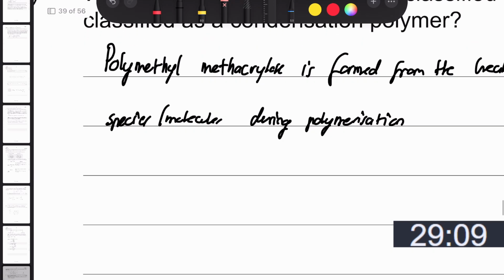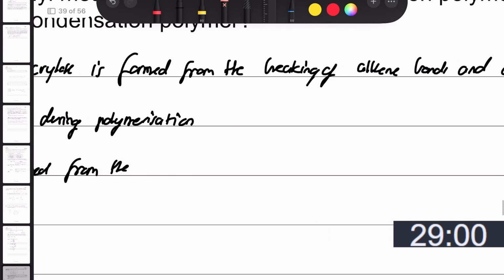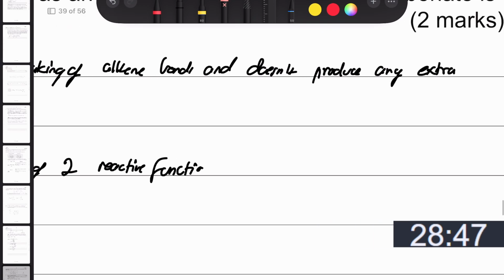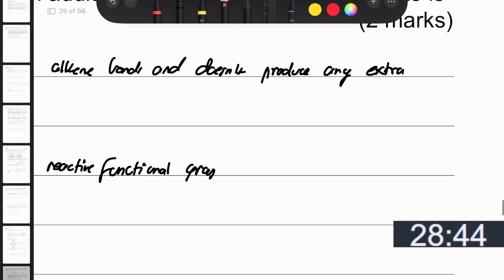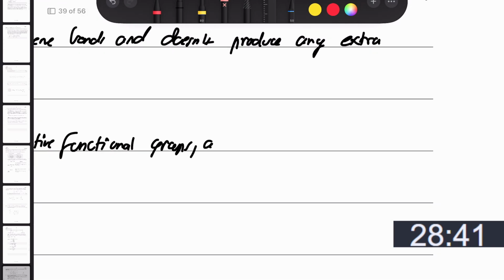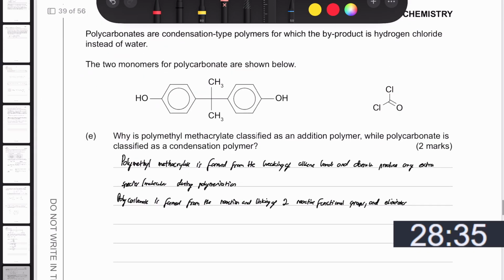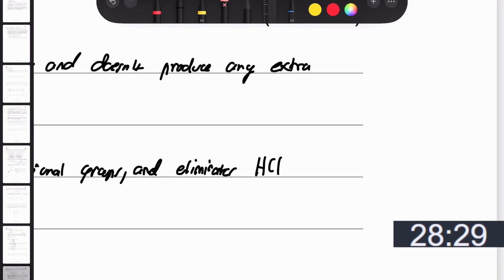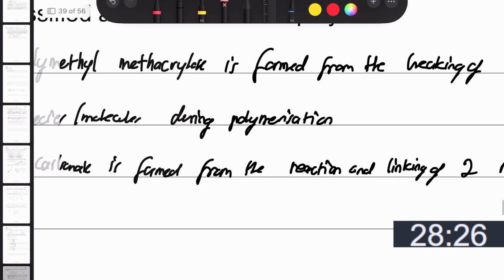And then polycarbonate is formed from the reaction and linking of two reactive functional groups and eliminates hydrogen chloride as a byproduct of polymerization.